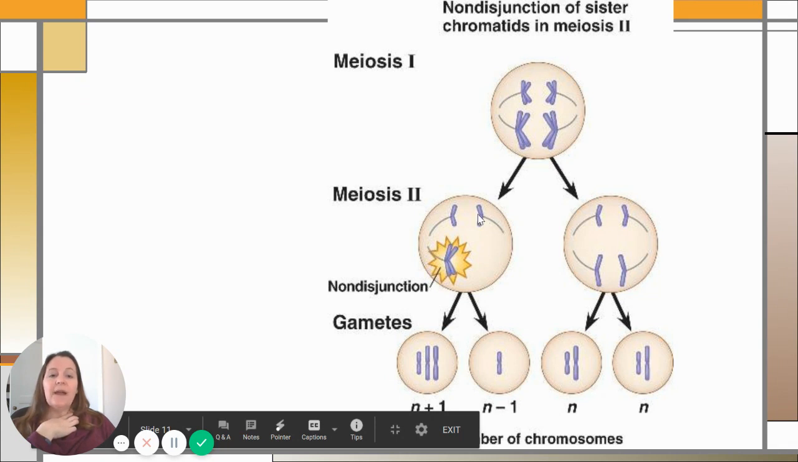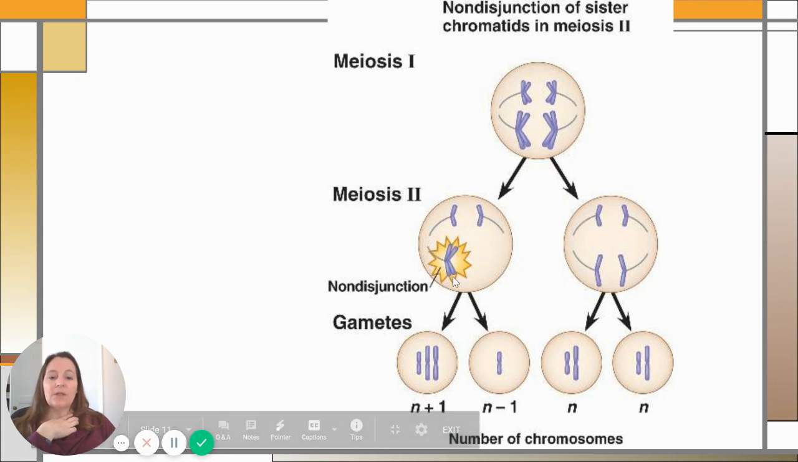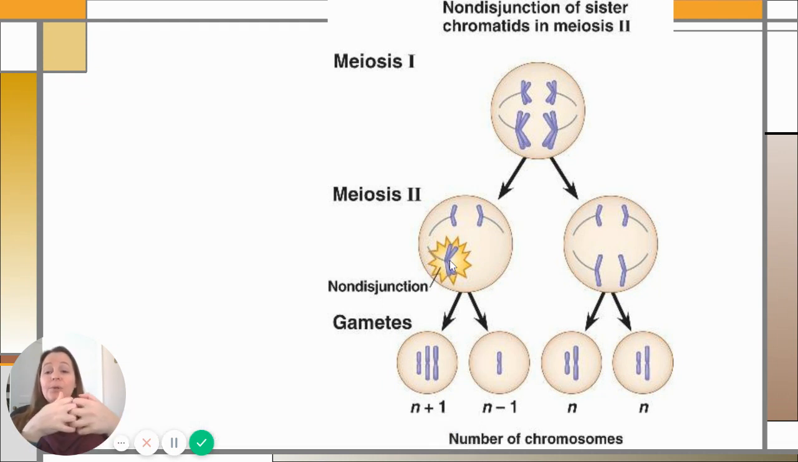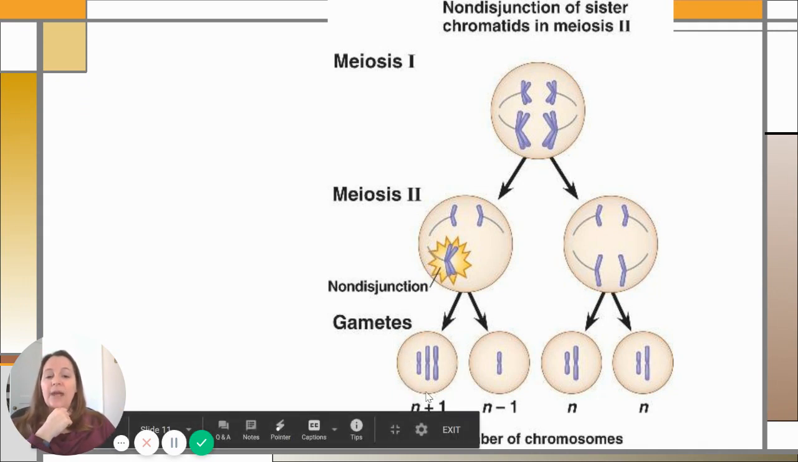On the left, the smaller chromosome separates correctly, so we have a small chromosome in each of the cells. But the larger chromosome wasn't pulled apart properly. This means that you end up with an egg or a sperm cell that has an extra chromosome. So if this were the number 2 chromosome, this egg, when it gets fertilized, will have 2 number 2 chromosomes from mom.